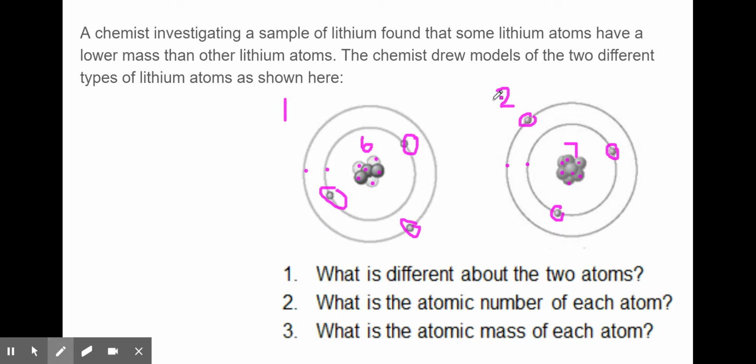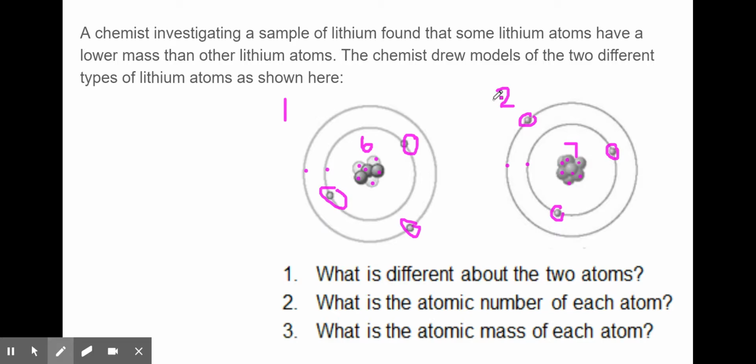Okay, well, let's think about this. Lithium. If we look at our periodic table, we have to be able to understand that each atom will have the same number of protons of lithium. So that means all of these have an atomic number of what? It should be 3, okay?